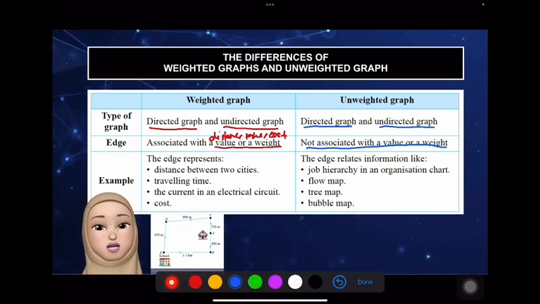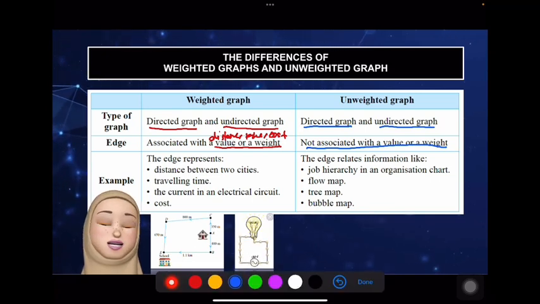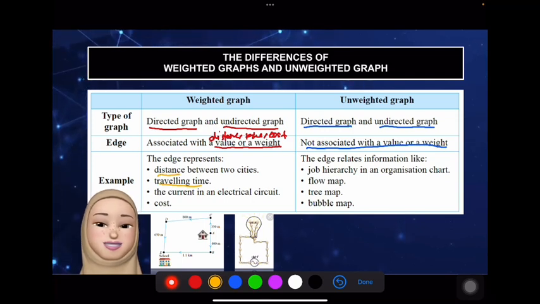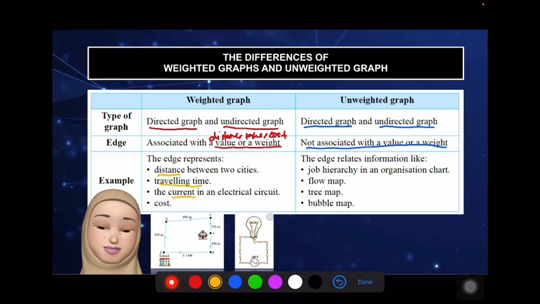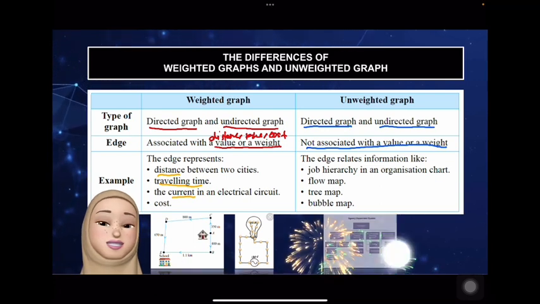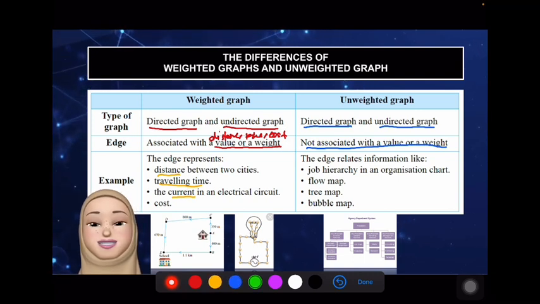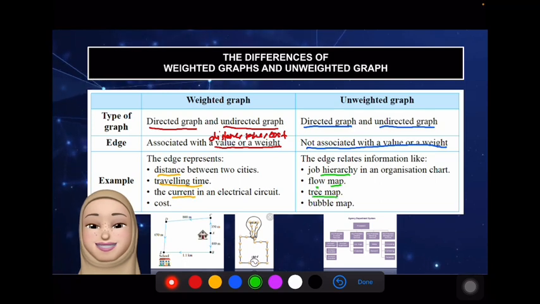What about the examples of weighted graph? The edge represents distance between two cities, or traveling time, the current in an electrical circuit, or cost. But for unweighted graph, the edge simply relates information, like job hierarchy in an organization chart, floor map, tree map, and bubble map.